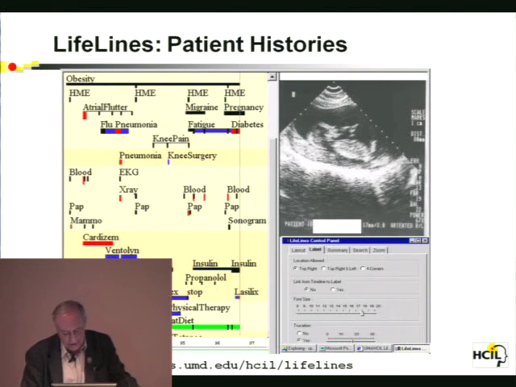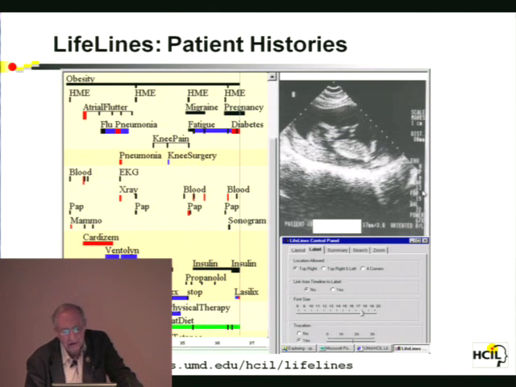This was a 1996 effort to design a single screen view of a patient history. Our design goal was a 100-year patient history with 10,000 medical events. At the top we have the physician visits, the hospitalizations. These are lab tests, medications, and other treatments.